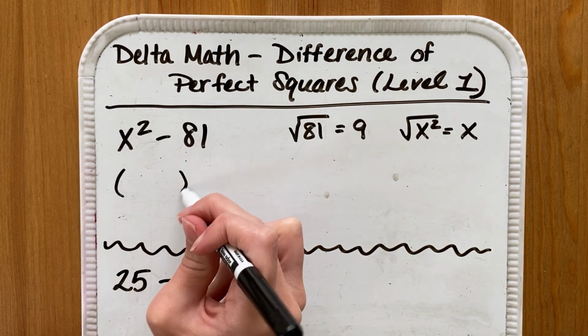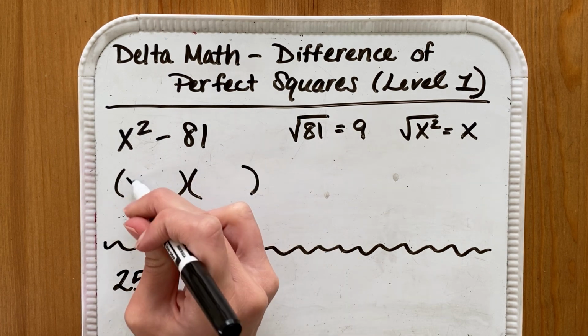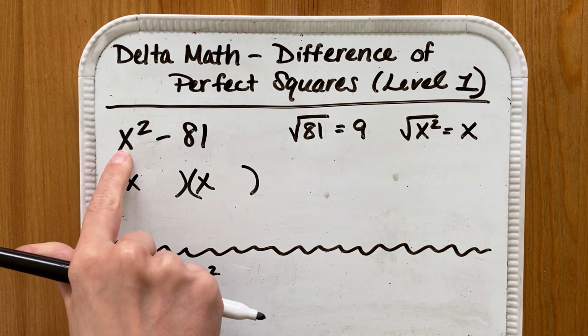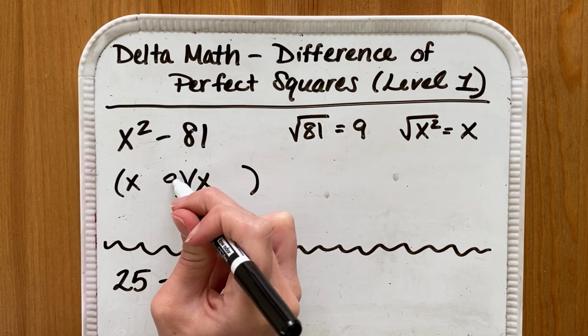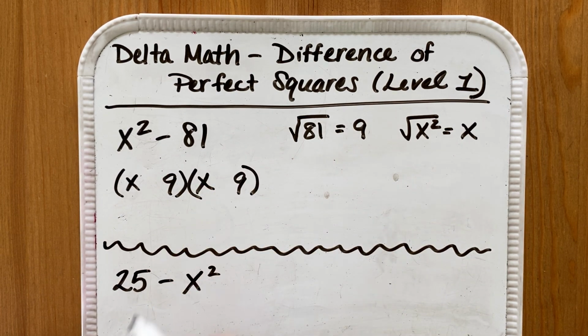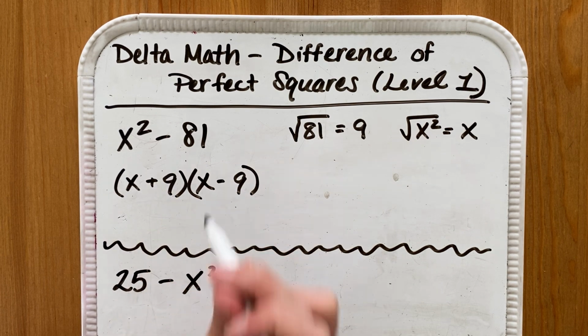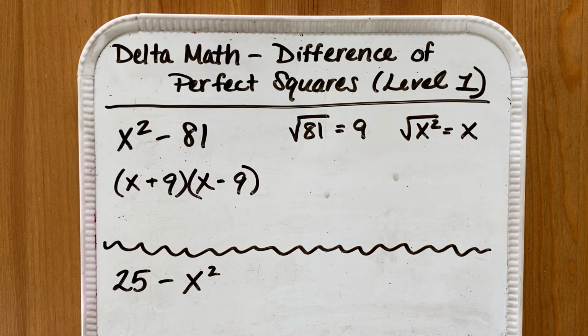Our answer is going to be two binomials, kind of like this. The x's go in the front because x squared is in the front. The square root of 81, 9, goes in the back because 81 was in the back. And we make 1 plus and 1 minus. We need one of each because when you do polynomial multiplication, when you use FOIL here, you want to make sure that that middle term, the x term, cancels out.